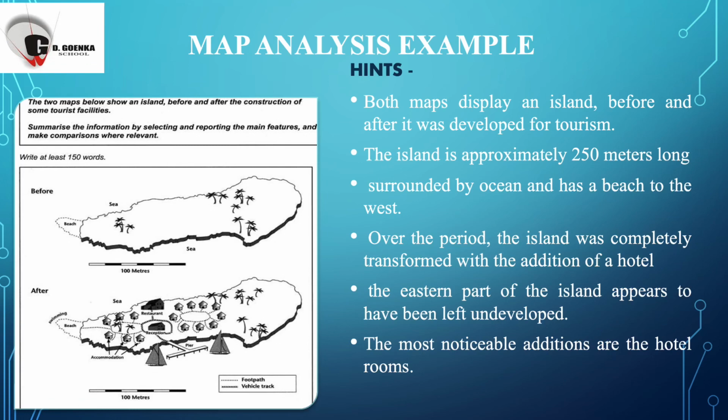You may also get a visual input in the form of a map. For that, you need to follow the process of analysis which I have told you. Over here in this map, two islands have been shown before and after the development. So first of all, you look for the data shown. You can write both maps display an island before and after it was developed for tourism.